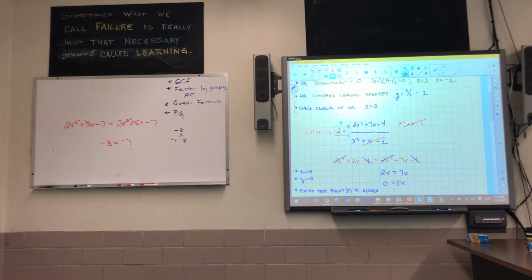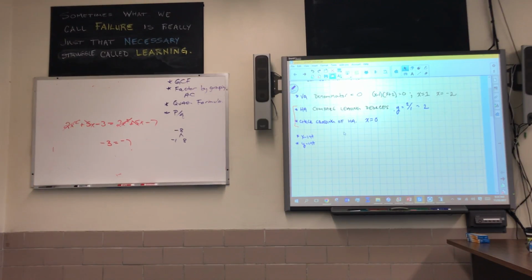That doable? Yes. All right. Like I said, I think that's the hardest part of these problems. It's an algebra 1 concept, but using that to check for crossing of a horizontal asymptote. And I really think the hardest part is when you see something like negative 3 equals negative 7, and remembering what that means to us. Okay. All right.